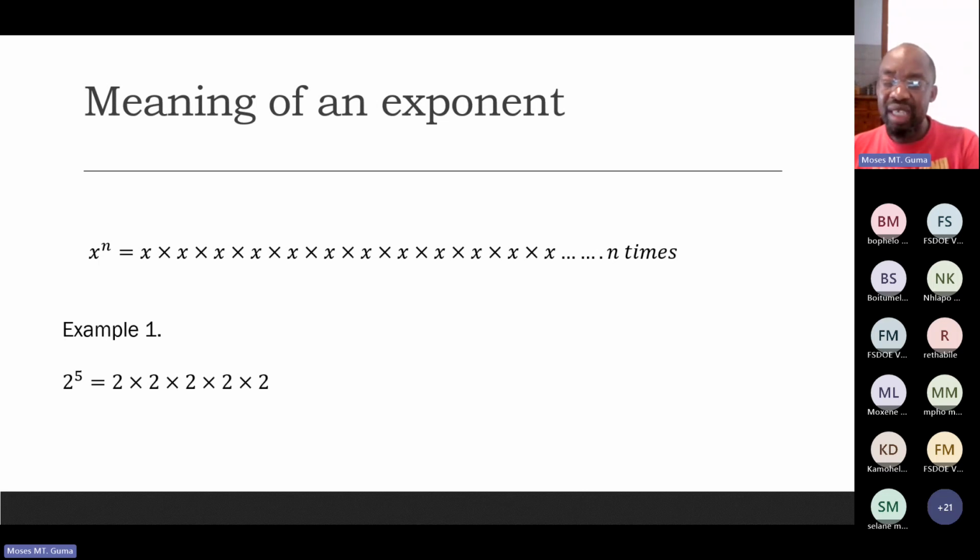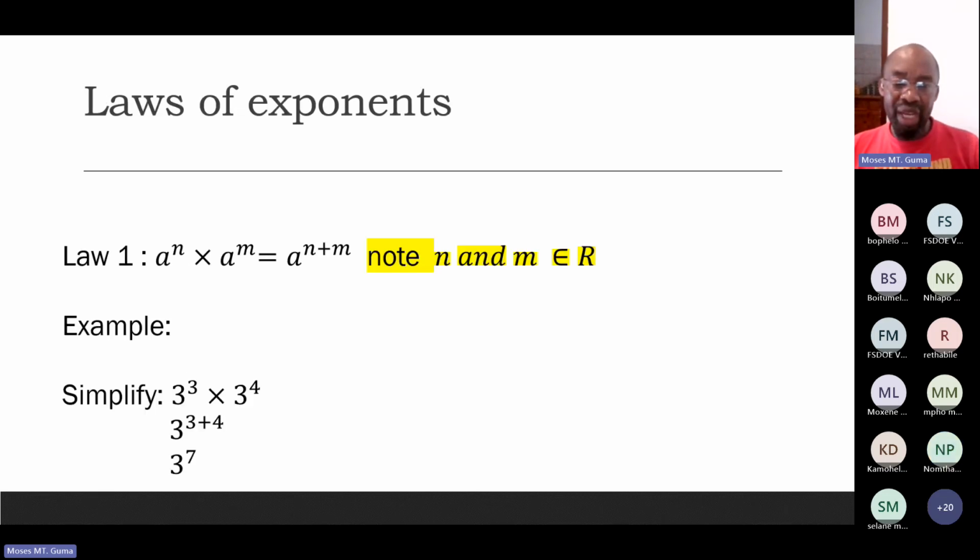Remember, I'm trying to share 6 marks of the exam with you, which is 10%. We cannot throw away 10%. Now, to solve or simplify exponents, you need to know the laws of exponents. Law number 1 of the exponents, in words, states that when we multiply powers with the same base, we add the exponents. When I multiply powers with the same base, I just add the exponents.